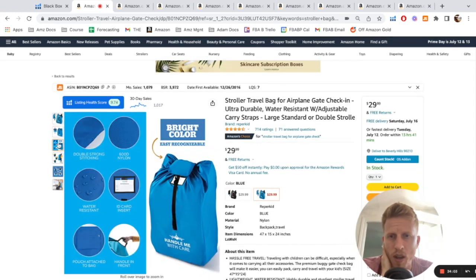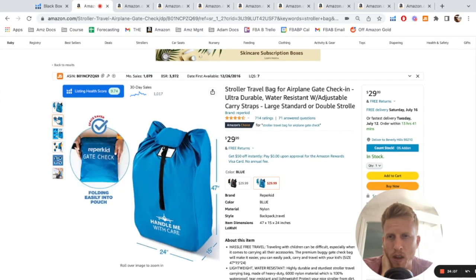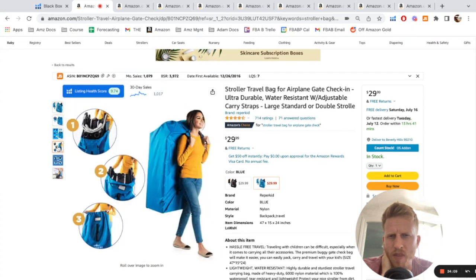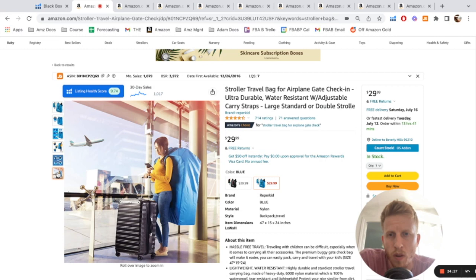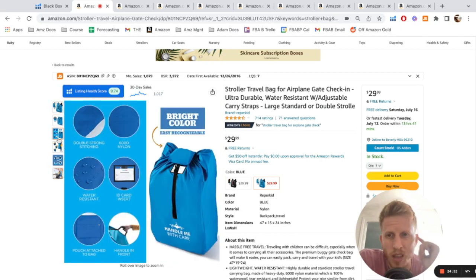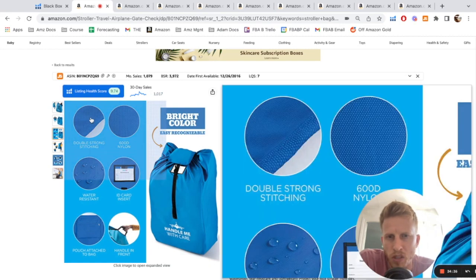This is quite a good listing, with a bright color, easily recognizable, but if you look at this, they're not really showing it off. This is one of the potential pain points, right? How easy is this to actually put away? Because you don't want to be at the airport, or you get to your Airbnb and you're wanting to go out. So this is great, but I would have this further up. They don't put this until here, and it looks massive. All right, so they're double stitching, water resistant. They're not making a big enough deal about this stitching to me.